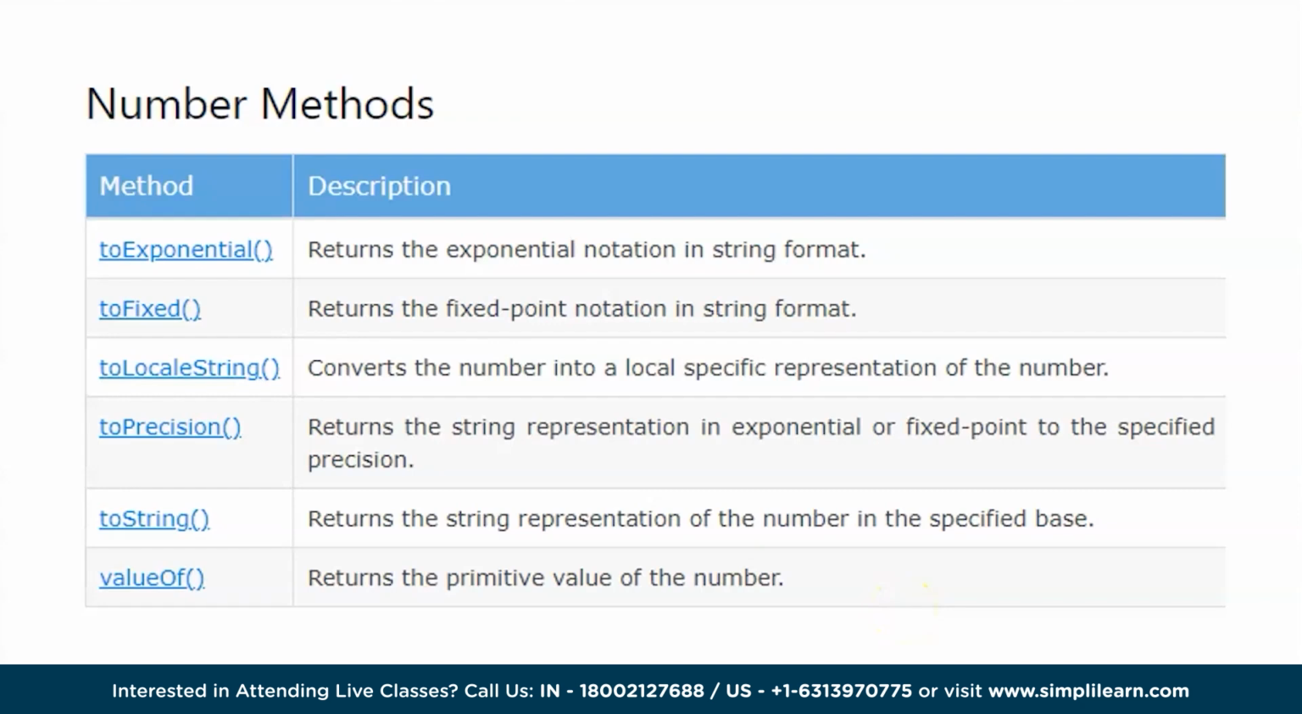The method toExponential returns the exponential notation in string format. ToFixed returns the fixed point notation in string format. ToLocale converts the number into a locale specific representation of the number. ToPrecision returns a string representation in exponential or fixed point to the specified precision. ToString returns the string representation of the number in the specified base. And valueOf returns the primitive value of the number.